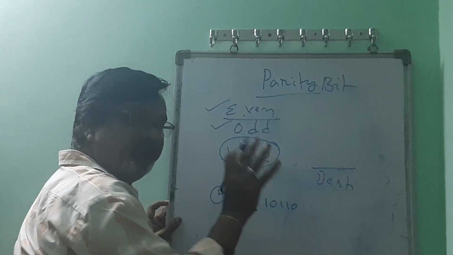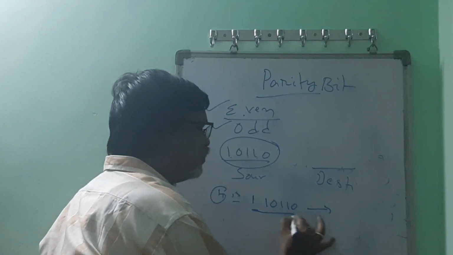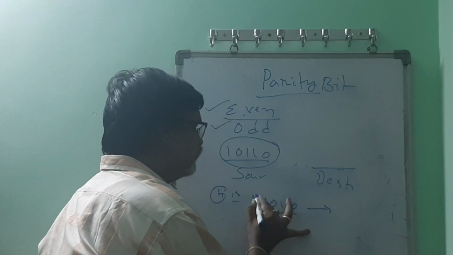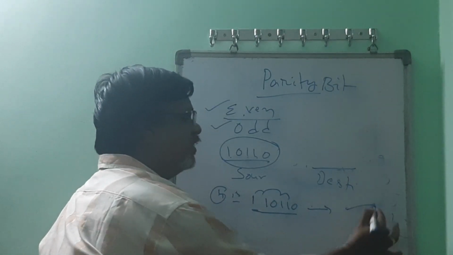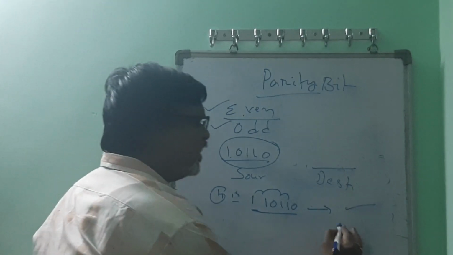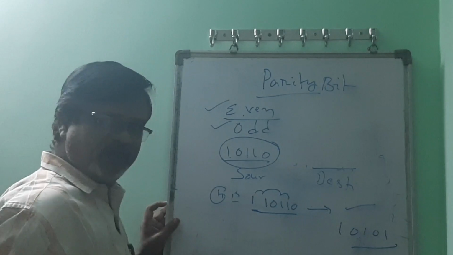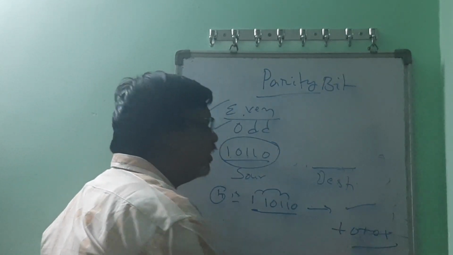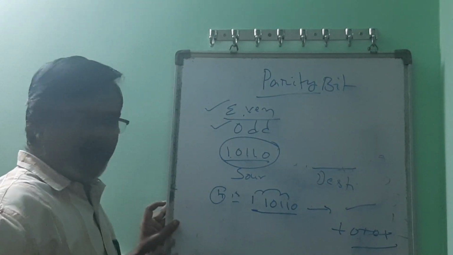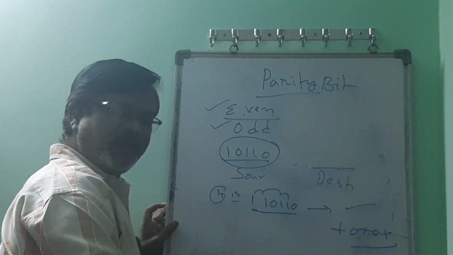So it is even parity if you follow it. At the receiver end also, when the data arrives with four ones, it assumes the data is correct. Or else, if it receives data like this, then there is an odd number of ones, so the data is wrong. Like this, we transfer the data using even parity or odd parity.